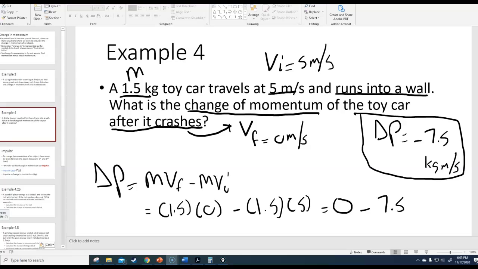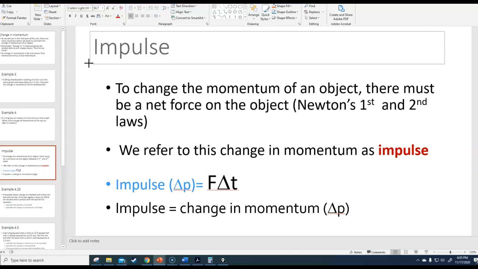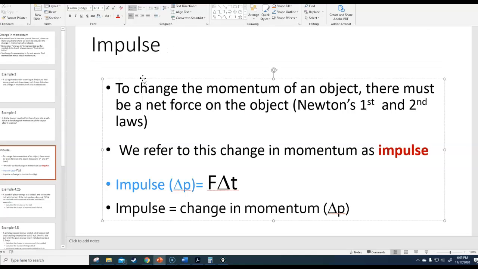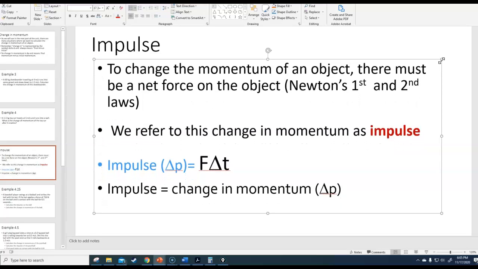Okay, so now we're going to see what we can do with this change in momentum. And so that brings us to something called impulse. Now going back a couple units, we know that if an object's velocity is changing, there must be a net force acting on that object. Okay, and so since momentum is mass times velocity, if you have an object change its velocity, that means it's also changing its momentum. Okay, now we call this change in momentum impulse.